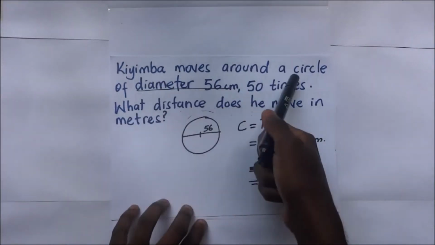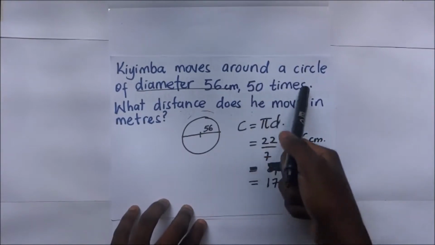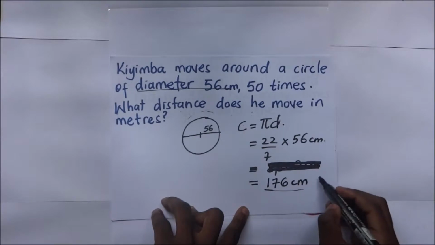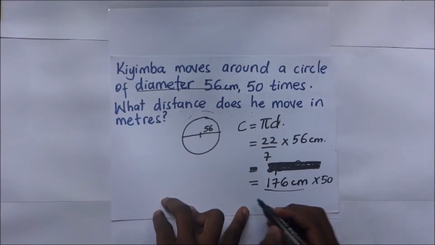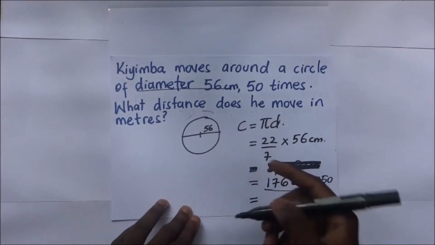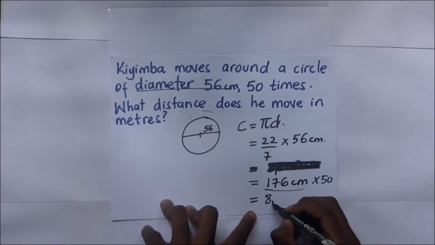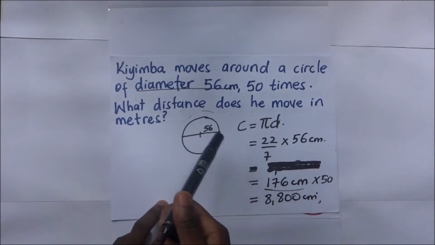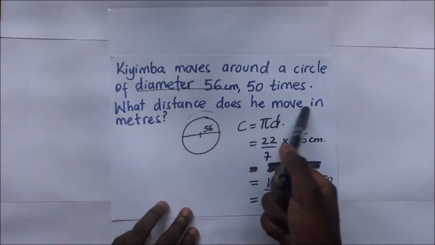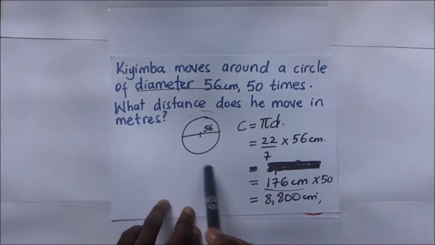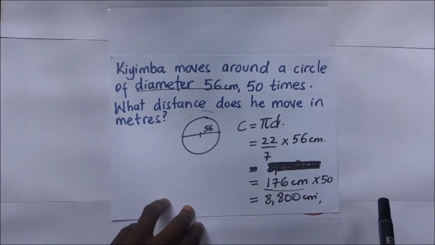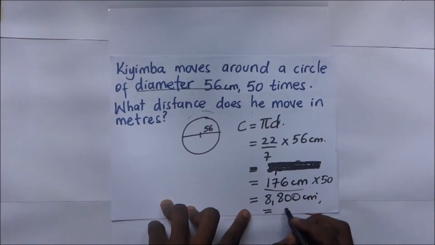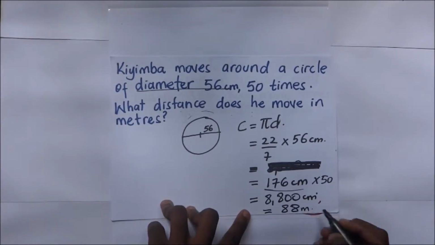But Chimba moves around the circle 50 times. So to find the distance he moved, it means that we're supposed to multiply this by 50. So to get the total distance moved when he moves around 50 times, we shall get 8,800 centimeters. But then the question requires us to find the distance he moves in meters. So it means we're supposed to convert this to meters. And when we convert this to meters, we divide this by 100, and we shall end up getting 88 meters.